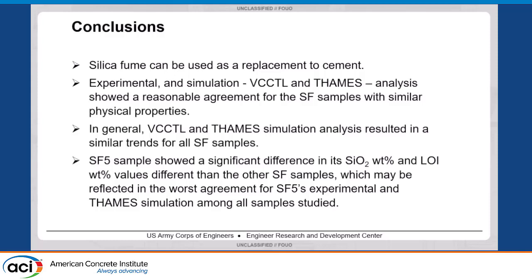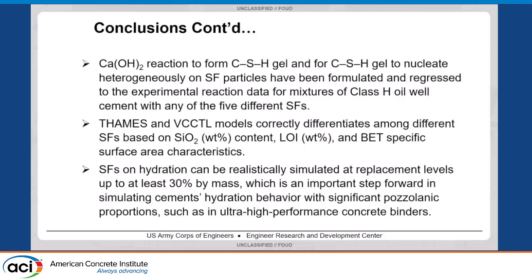So overall, what I can say is silica fume can be used as a replacement to cement. We were able to establish this through our simulations. Experimental and simulation results showed a reasonable agreement. At least they showed some trends. When you take a look at the VCCTL and THAMES, except for SF5, they still showed a good, reasonable trend. SF5 showed a different behavior because of its physical properties and possibly because THAMES may need somewhat more modification.